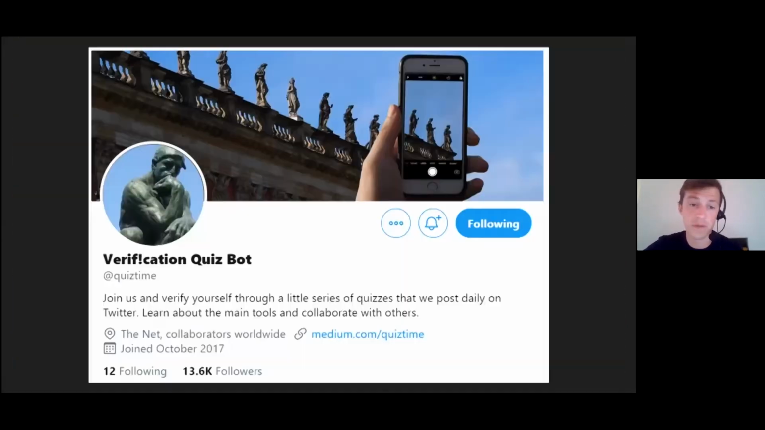Incidentally, that image comes from the verification quizbot from QuizTime, which is a really fantastic Twitter channel. You should definitely get involved in this if you want to practice your geolocation skills.